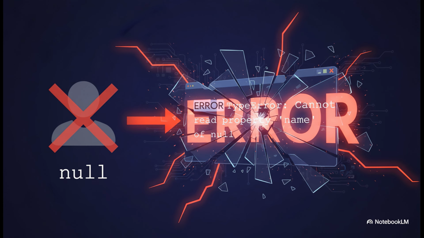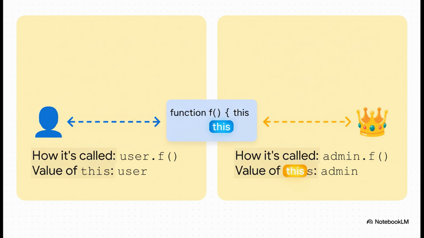If we had used this, it would have correctly pointed to admin in that situation and everything would have worked just fine. So what's the big takeaway here? It's that the value of this gets decided the moment you call the function. It's all about what's before the dot at runtime. This is what makes a single function so portable. You can write one method and then reuse it on a ton of different objects.